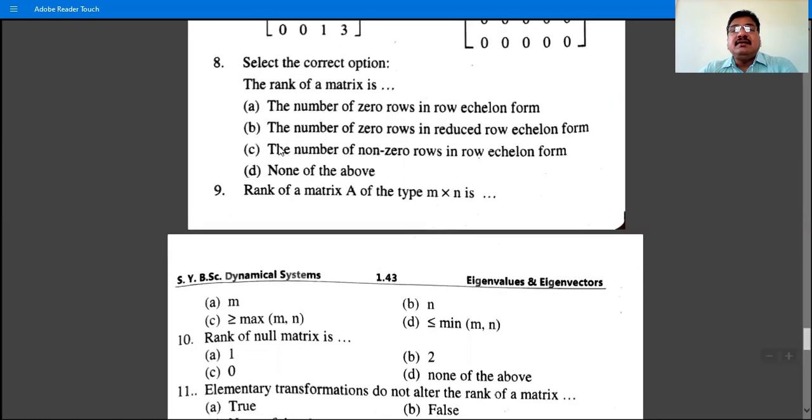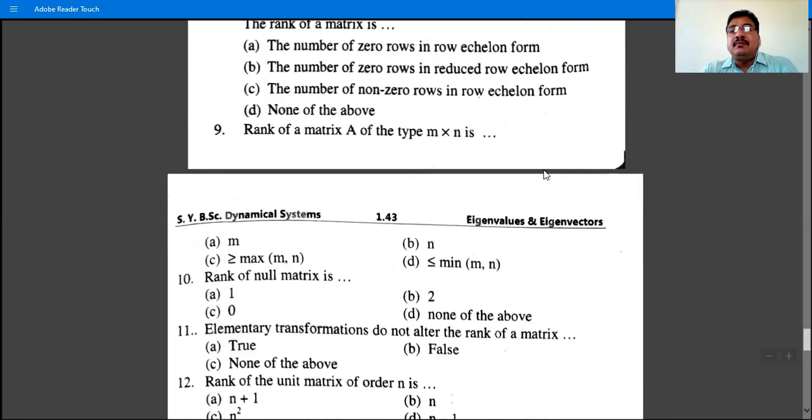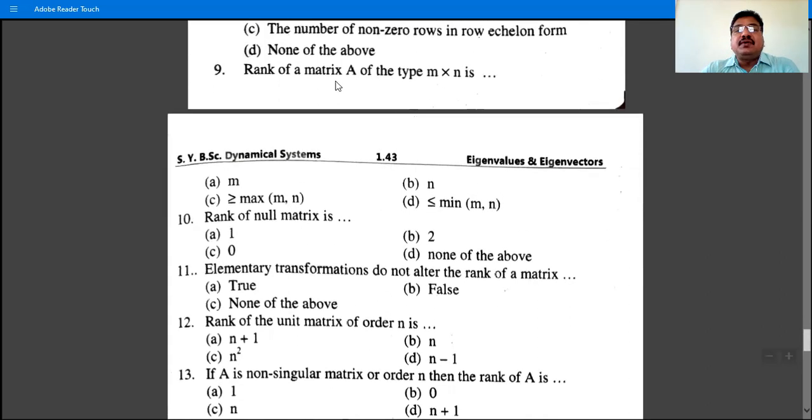So what is the rank? Rank of the matrix is the number of non-zero rows in row echelon form or reduced row echelon form. If the matrix A is of type m by n, that is, A contains m rows and n columns, then the rank of the matrix A is less than or equal to m.